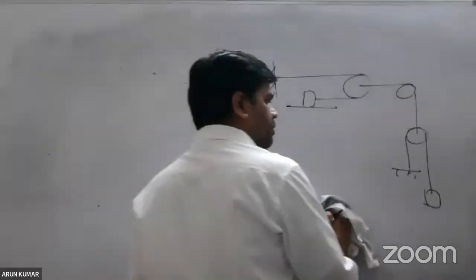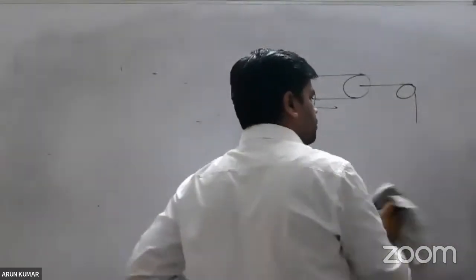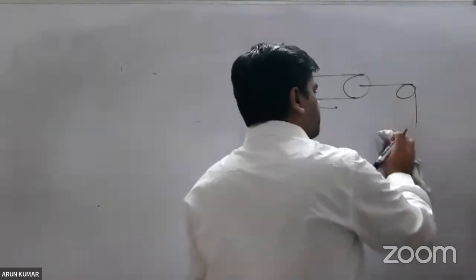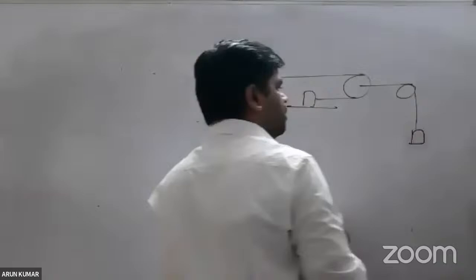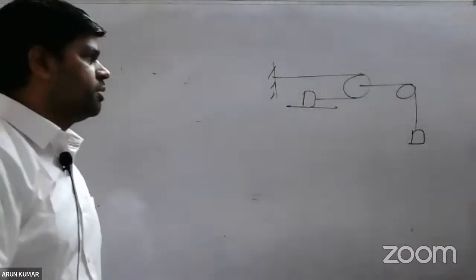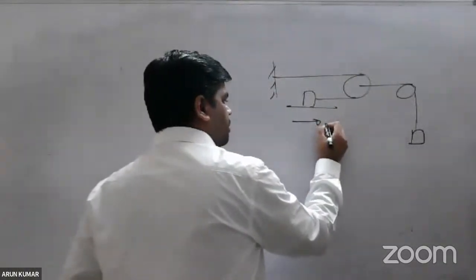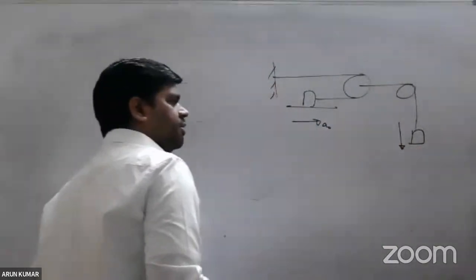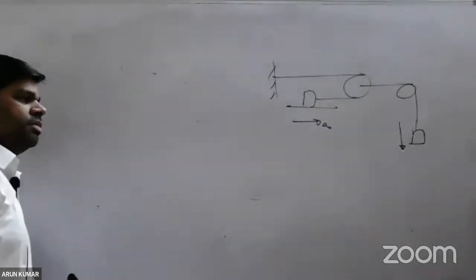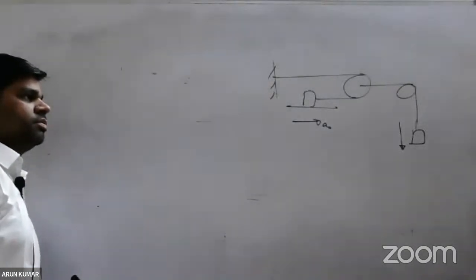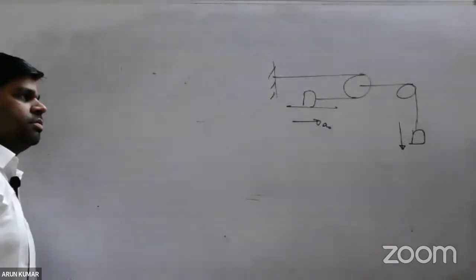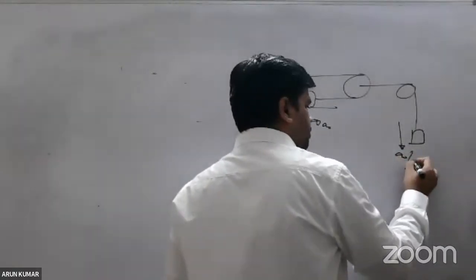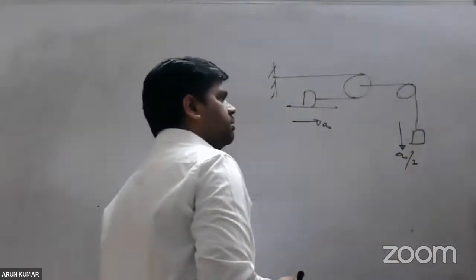Not complicated. 3x, 4x. Why do you get 4x there? Acceleration of this is A naught. Acceleration of this is what? What is the acceleration of this block? A naught by 2. How do you do that? Push-pull method or pulley method? Push-pull method. All right, that's A naught by 2.